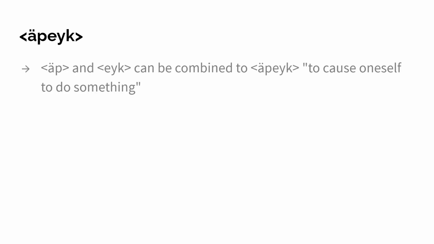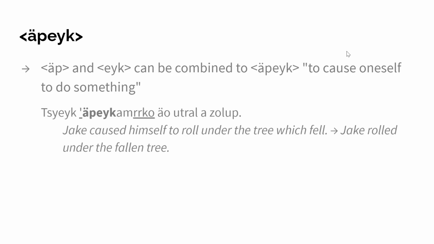Lastly, let's take a look at ab-bake. Like you probably can already see, that's the combination of the reflexive ab and the causative ake. The two of them together mean something like to cause oneself to do something. Unfortunately, we don't have that many official examples with that one. This one is actually an official example.